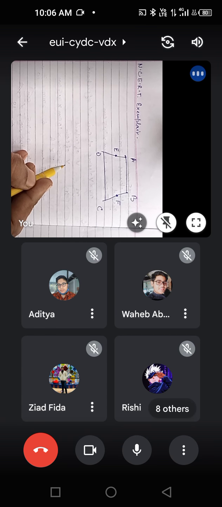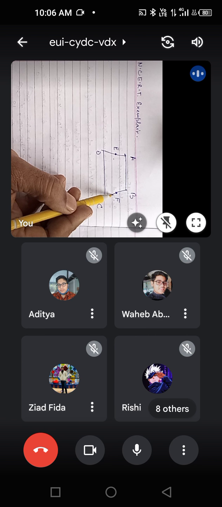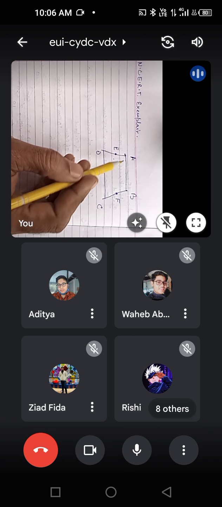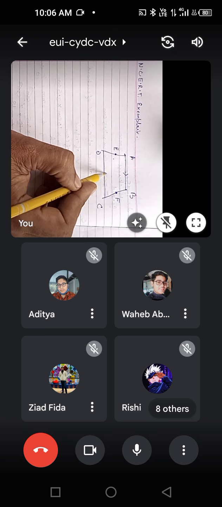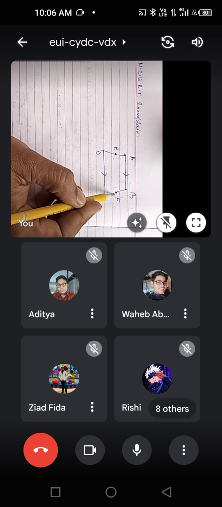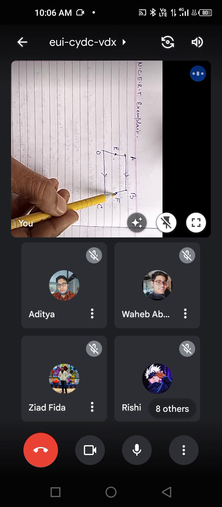Okay, the question says E and F are the midpoints of the non-parallel sides. These are parallel sides of the trapezium, and these are non-parallel sides. This is the midpoint here, and this is the midpoint here.